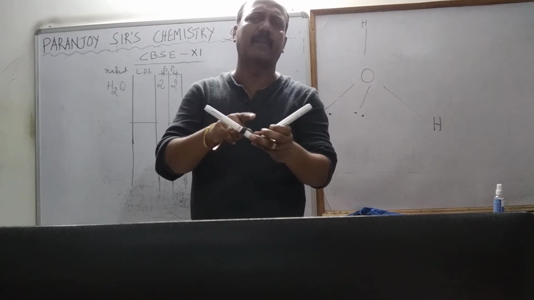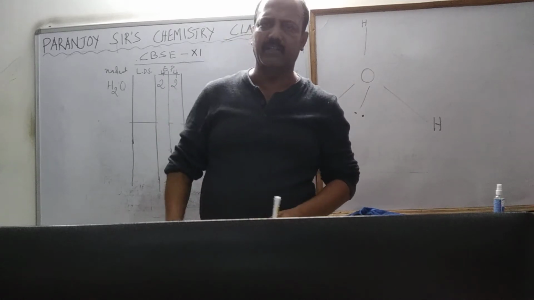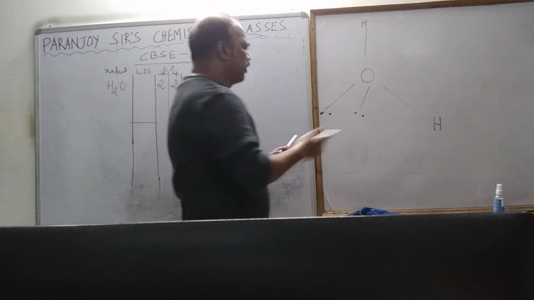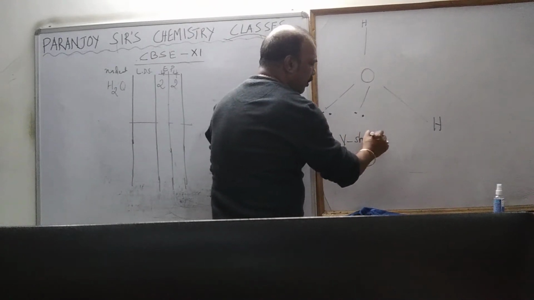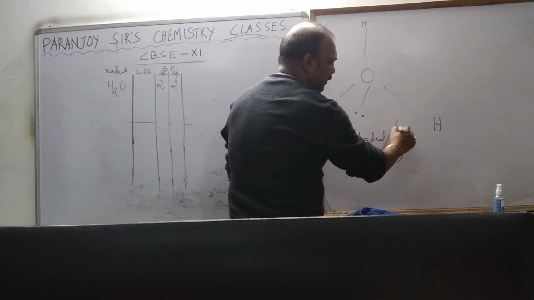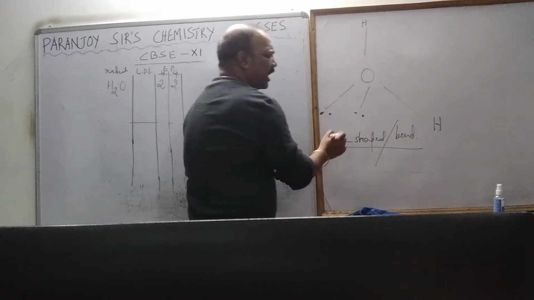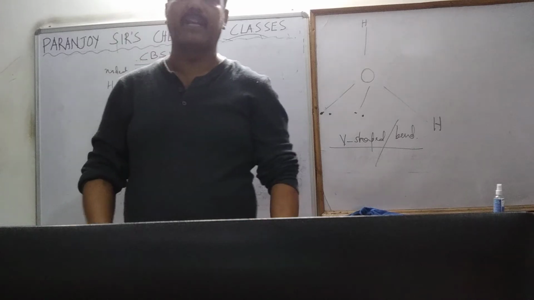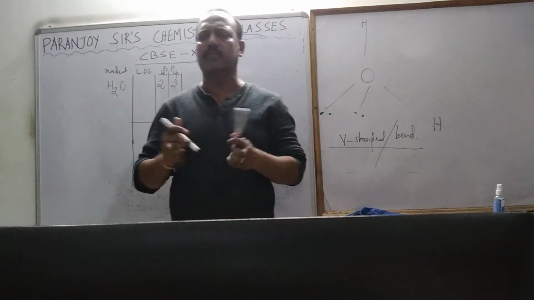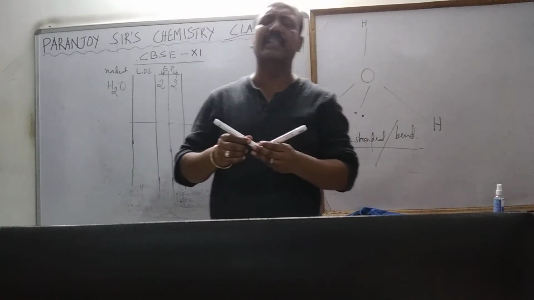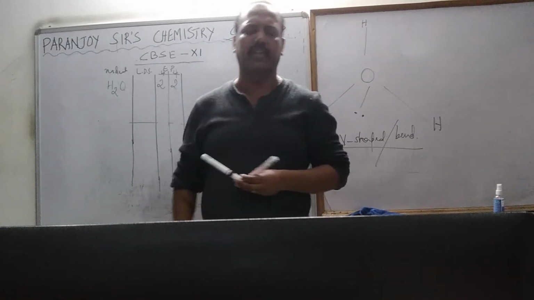V-shaped. We call it V-shaped, or we also call it bend. It is just bend. Fine? So the shape of this is what? V-shaped or bend. It's not straight. It's bend. I hope everybody understood what the shape is. And why I am saying this? Because we are not considering the lone pairs in it.